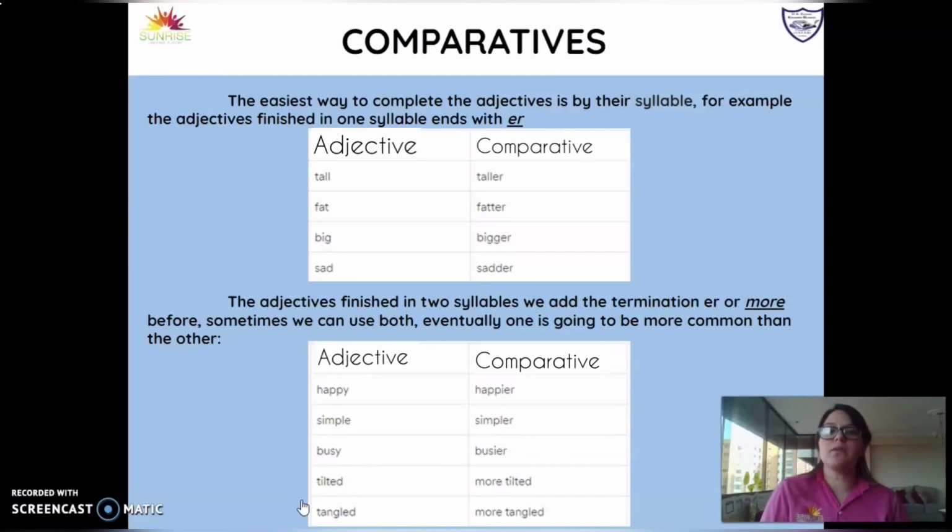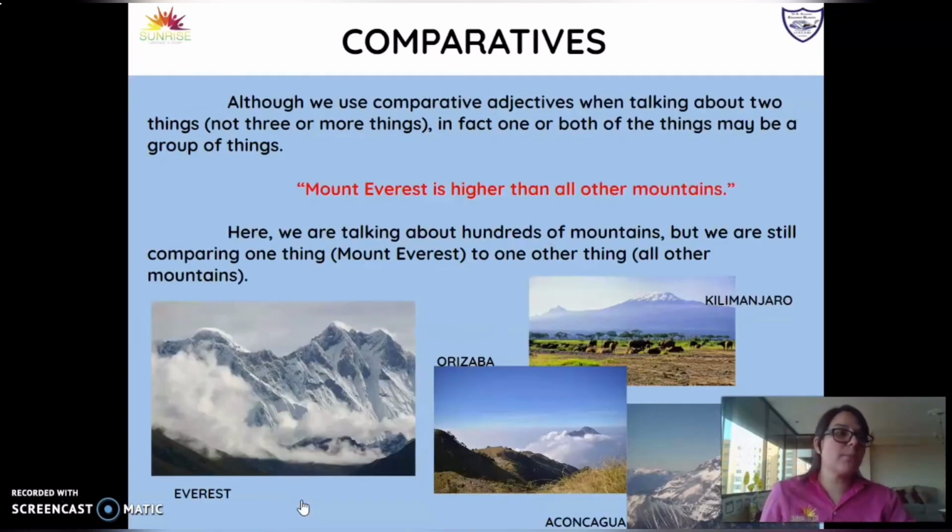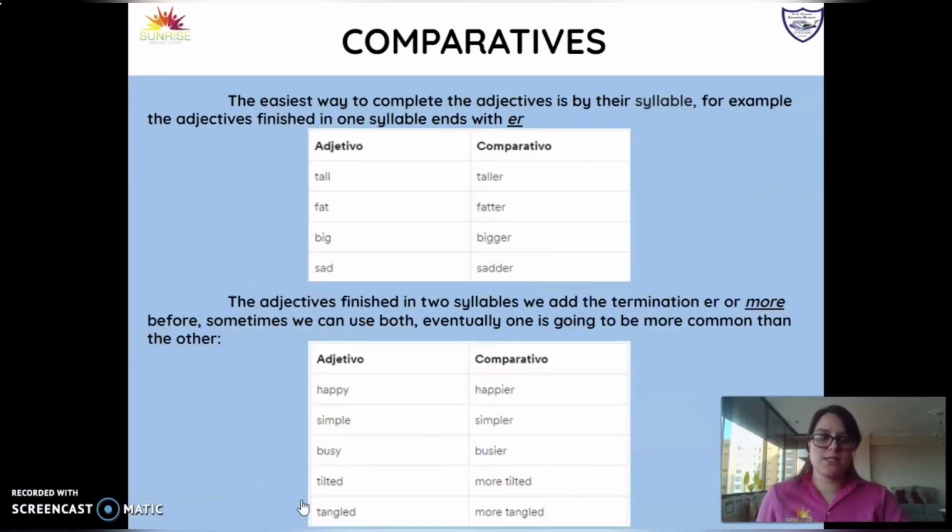It's also important to notice that when you're doing the comparison, you use the word than, okay? For example, Earth is smaller than Mars, okay? We use the word than after the adjective to mark the comparison between the two things. Or for example here, Mount Everest is higher than all the other mountains, okay?